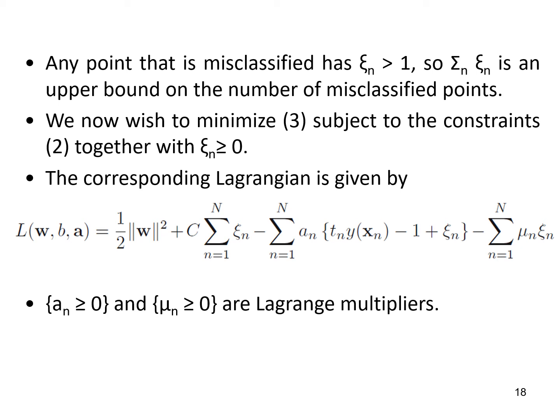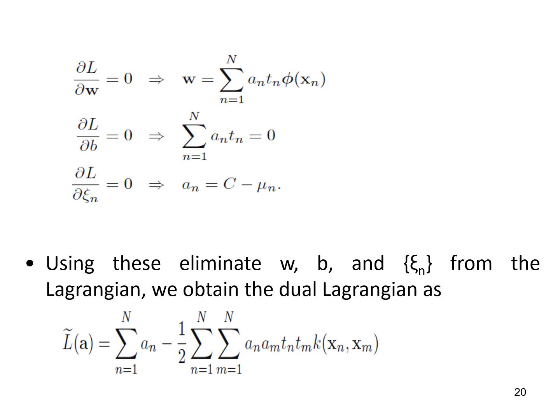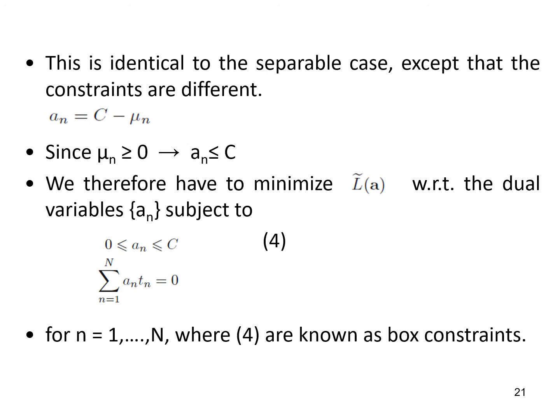The constrained optimization problem is represented by the Lagrange function as given. The corresponding set of KKT conditions are given. Now optimizing w, b and xi n, we obtain w equal to summation n equal to 1 to N an tn phi(xn), summation n equal to 1 to N an tn equal to 0, and an equal to C minus mu n. Using this to eliminate w, b and xi n from the Lagrangian, we obtain the dual Lagrange function as given. This is identical to the separable case except that the constraints are different. Now an equal to C minus mu n and mu n greater than or equal to 0 implies an less than or equal to C.